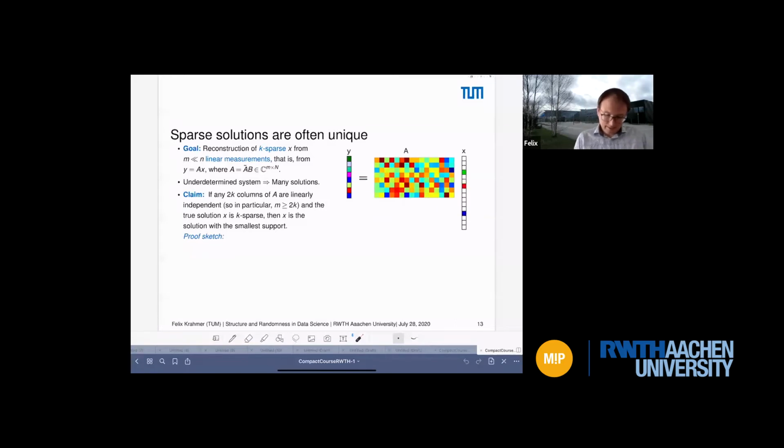And now I would like to convince you that if any 2k columns of the matrix A are linearly independent, and the true solution is k-sparse, then X is really the solution that has the smallest support among all the solutions. So let me try to convince you of this. Let the true solution X be k-sparse, so y equals A times X. Let's just do a proof by contradiction.